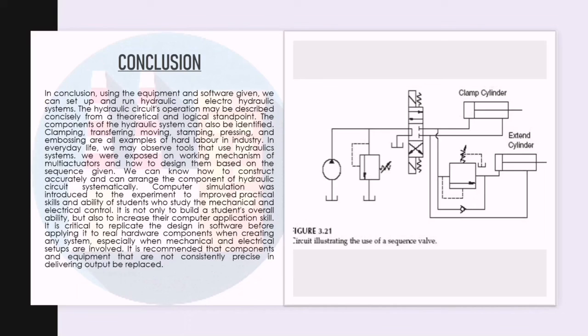Computer simulation was introduced to the experiment to improve the practical skills and ability of students who study mechanical and electrical control. It is not only to build a student's overall ability, but also to increase their computer application skill. It is critical to replicate the design in software before applying it to real hardware components when creating any system, especially when mechanical and electrical setups are involved. It is recommended that components and equipment that are not consistently precise in delivering output be replaced.